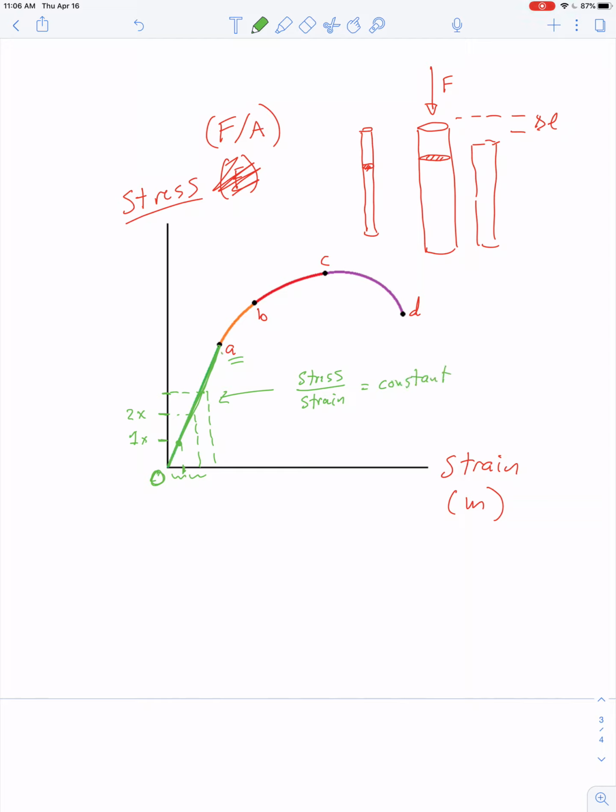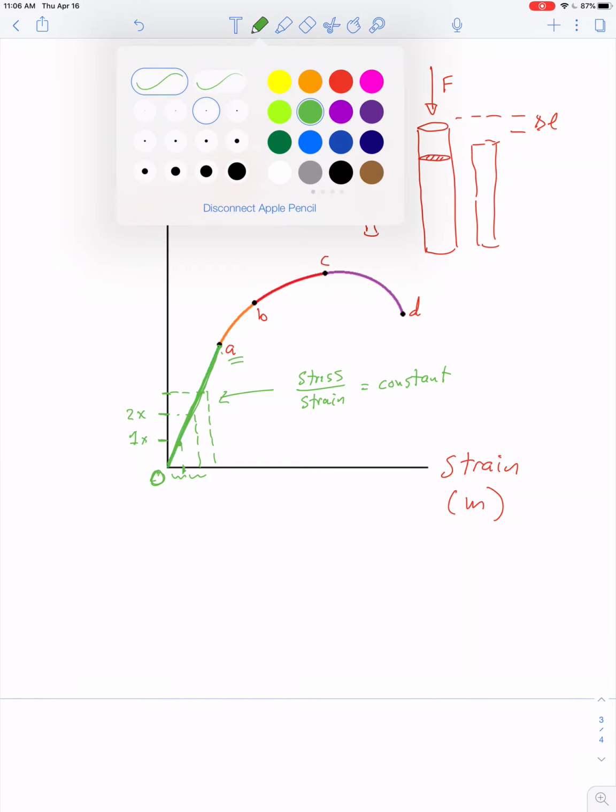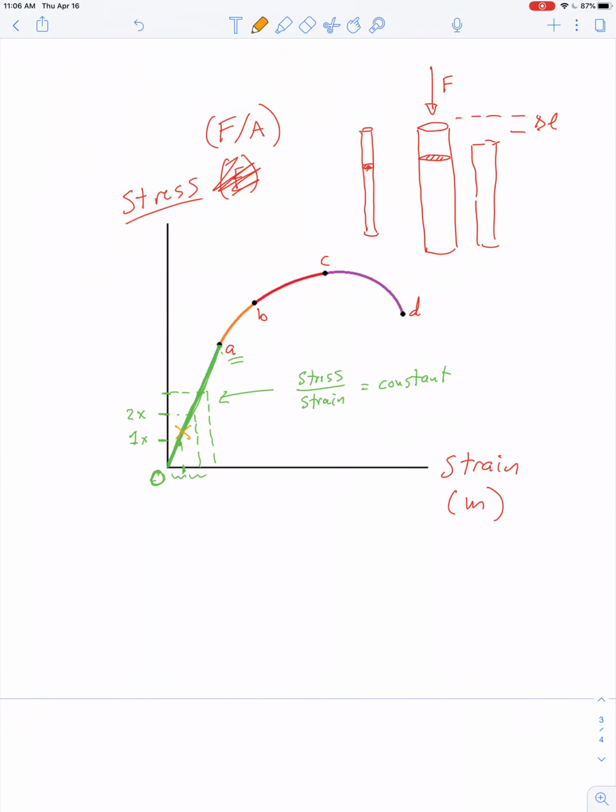That'd be like saying try to find the slope of this line segment. Well, you could pick any point. You could pick that point and measure rise over run. And if instead you wanted to pick this point, now that's more stress, but it's also that much more strain, and so your calculation of rise over run would still give you the same value. So from 0 to A, we're going to call this the proportional limit, meaning there's a direct proportionality between stress and strain for that portion of the graph.